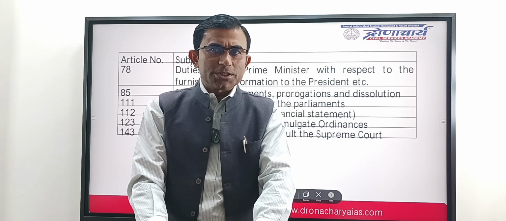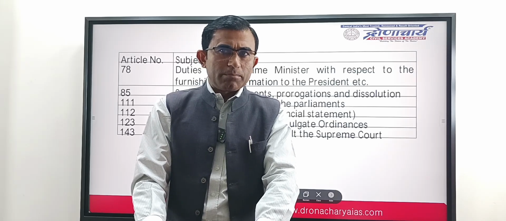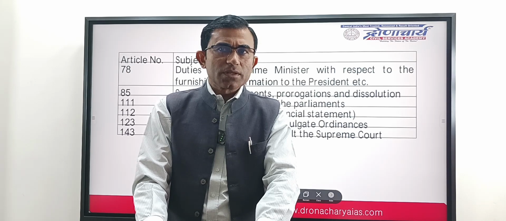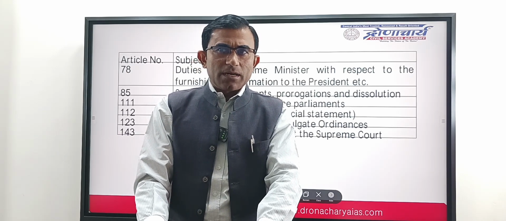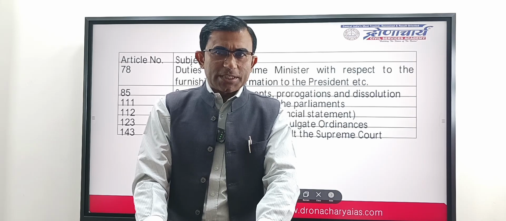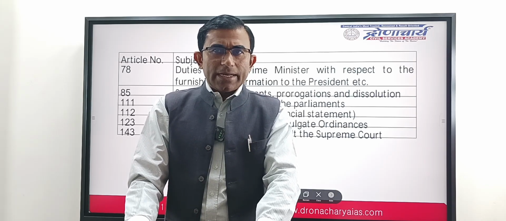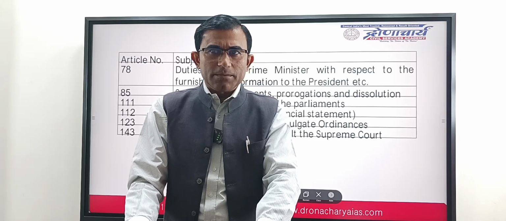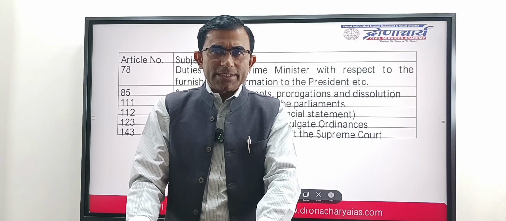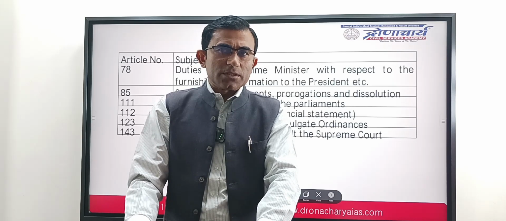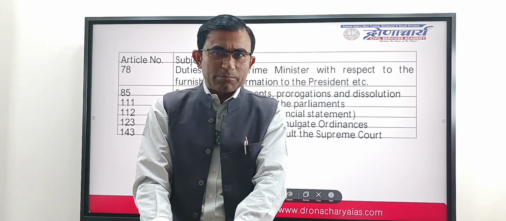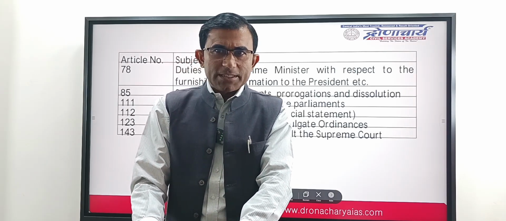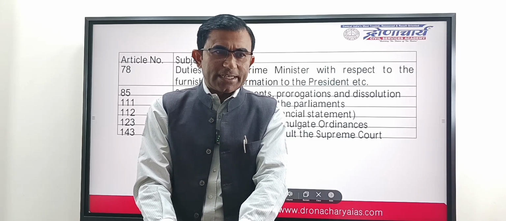The Electoral College comprises elected members of both Houses of the Parliament, means upper house and lower house, elected members of the Legislative Assemblies of the states, and elected members of the Legislative Assemblies of the Union Territories of Delhi and Puducherry. This clause was added by the 70th Constitutional Amendment Act 1992. This line is very important for preliminary examination. 70th Constitutional Amendment Act 1992.